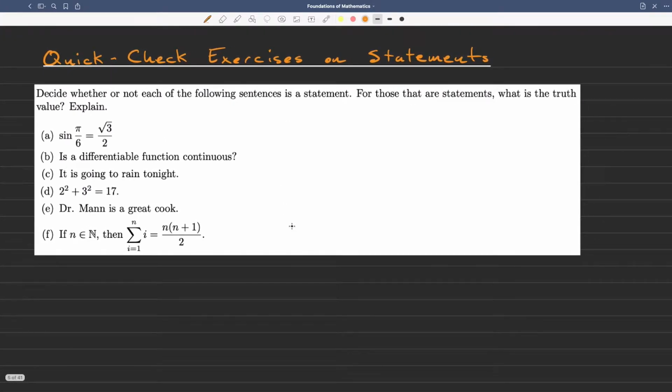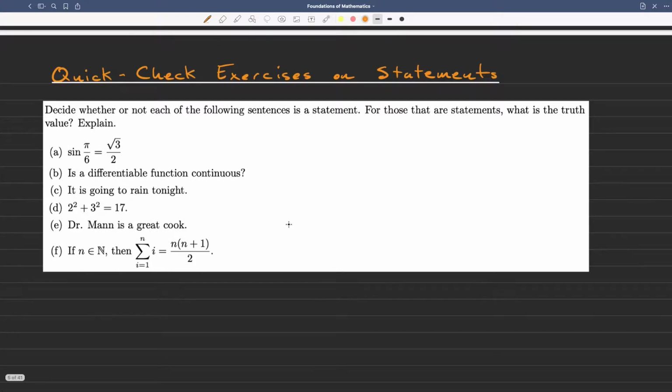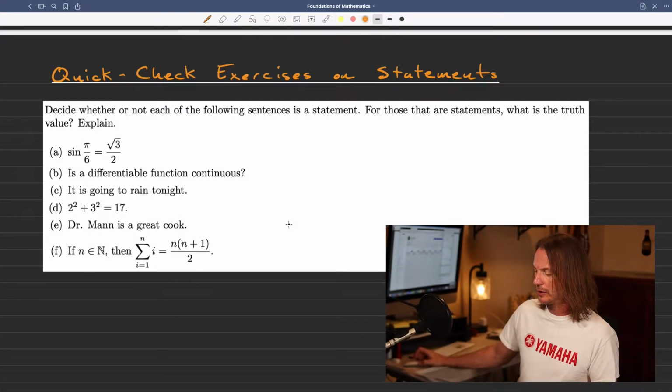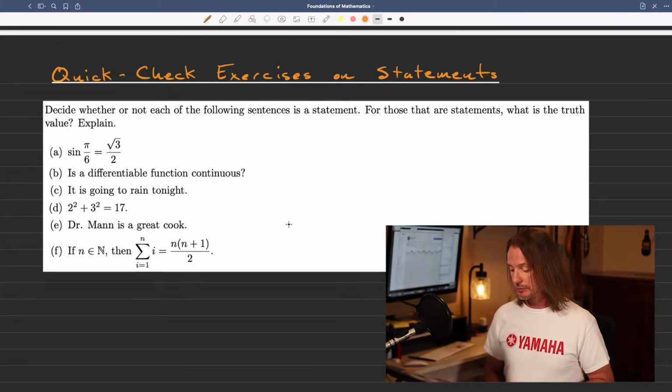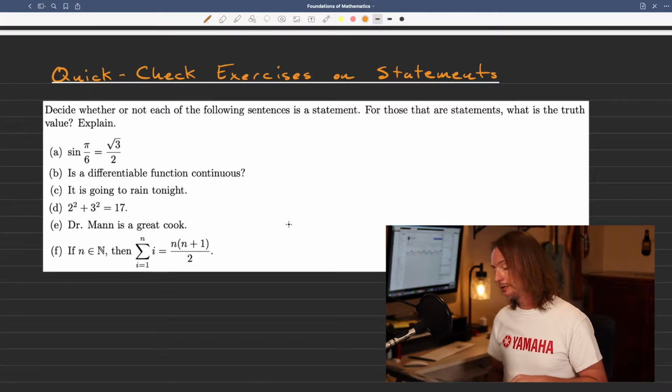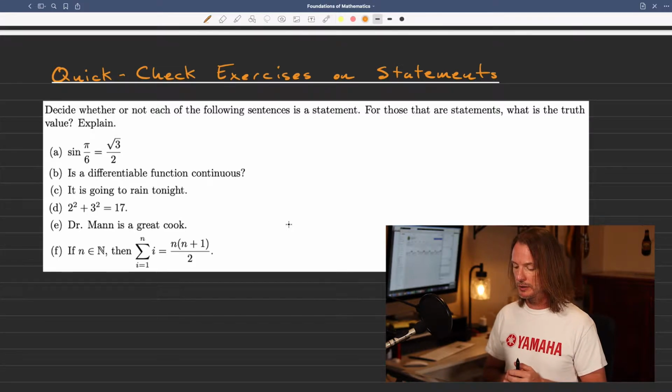So here's a point where you could pause the video and try your hand at these 6 sentences that I have listed here, and just try to decide for each one of them, are they statements or not? So in other words, does the sentence have an unambiguous truth value? And for the ones that are statements, maybe you can think about whether it's a true statement or a false statement. So take a few minutes and do that on your own, and pause the video, and then come back and I'll put the answers down real quick.